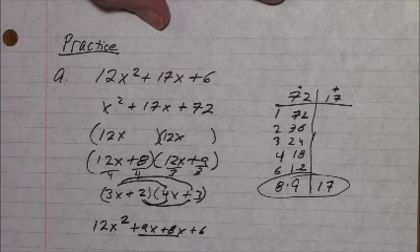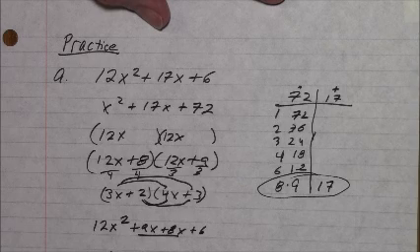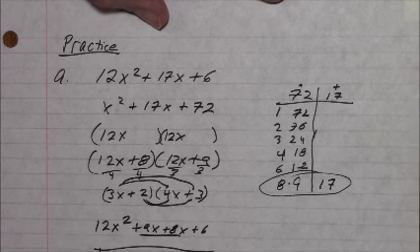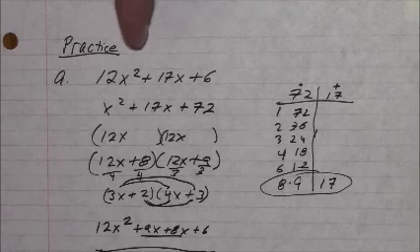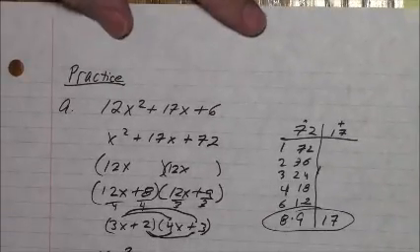That means that 4x plus 3 times 3x plus 2, this thing times that thing, is indeed the correct factoring of this one.